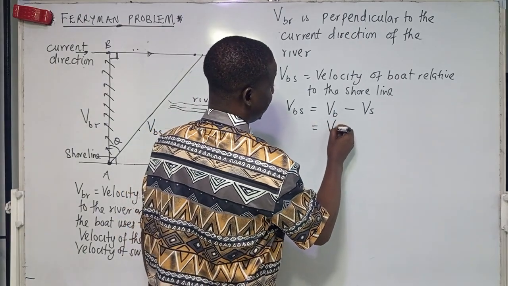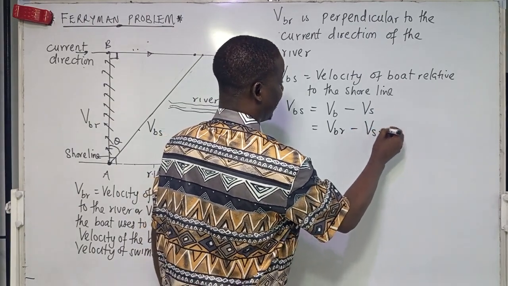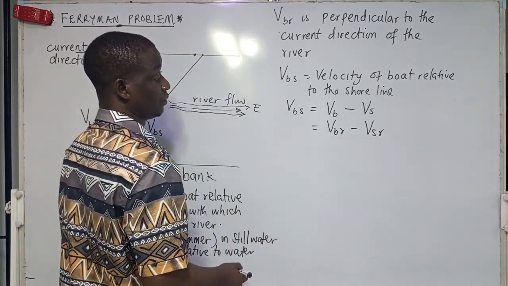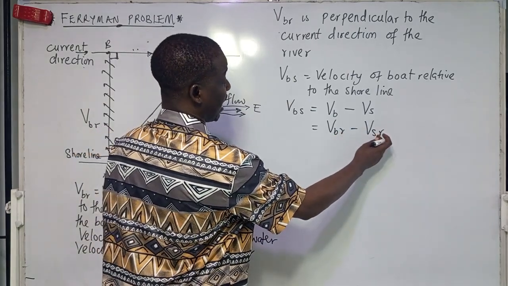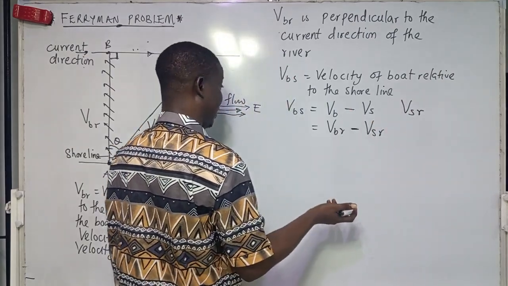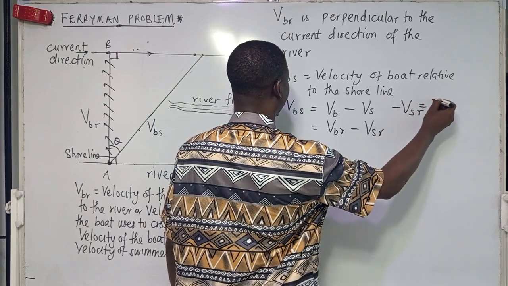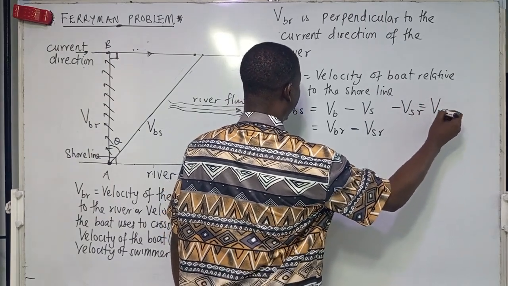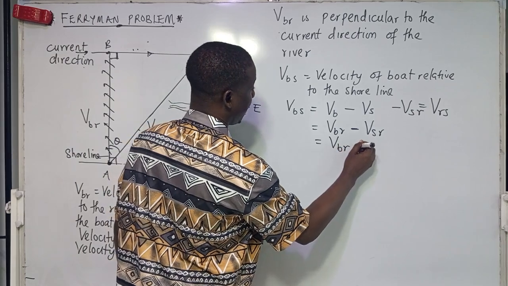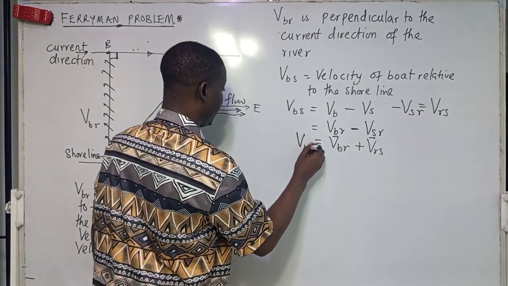It can also be written as VBR. Let's assume a stationary point there, and give it a common position: VBR, VSR. You know that VSR and this one are the same. I just want to introduce something: VBR minus VSR is equal to VBR plus VRS. So we can write VBR plus VRS as a vector equal to VBS.